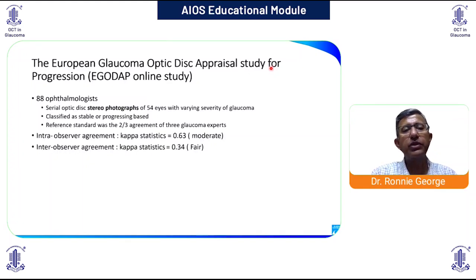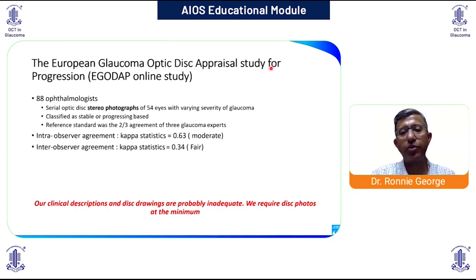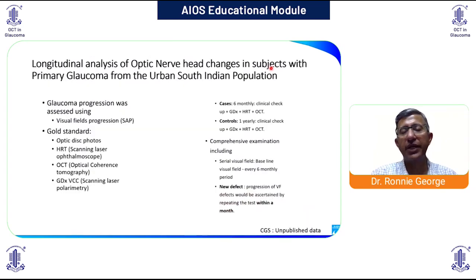And that is because when you looked at these 88 ophthalmologists who looked at serial optic disc photographs of 54 eyes with varying degrees of severity, and they decided to classify them as stable or progressed based on what they found, the agreement between different ophthalmologists to decide whether an optic disc was stable or progressing was actually not very good. And this is a challenge that comes when we use something like the optic disc assessment, and we look at a clinician's interpretation of progression. So at the minimum, we require disc photos to see what is changing. But if we have something which is more objective, like the OCT, that makes even more sense.